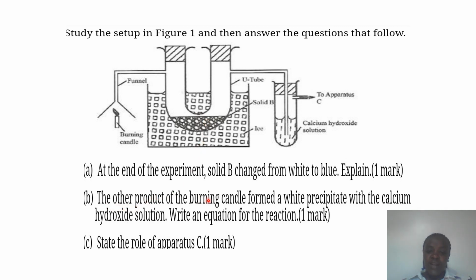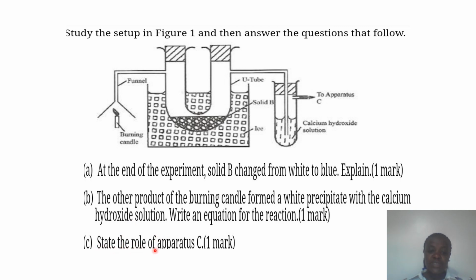Then the other product of burning a candle formed a white precipitate with calcium hydroxide solution. Write an equation. So we have written the equation in the previous question. We have said that in this test tube here, we are going to have the reaction between carbon dioxide and calcium hydroxide solution. So the equation will be between calcium hydroxide solution in aqueous form and carbon dioxide gas to give us calcium carbonate plus water. So that is the reaction. We are going to repeat the reaction here.